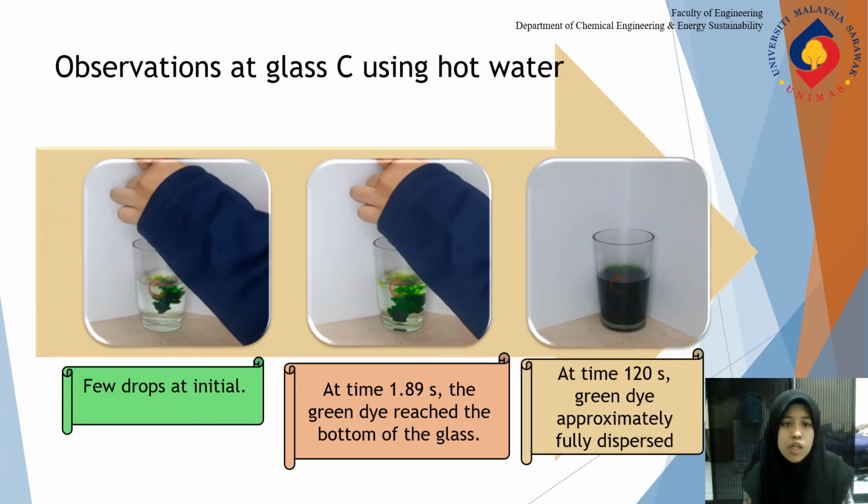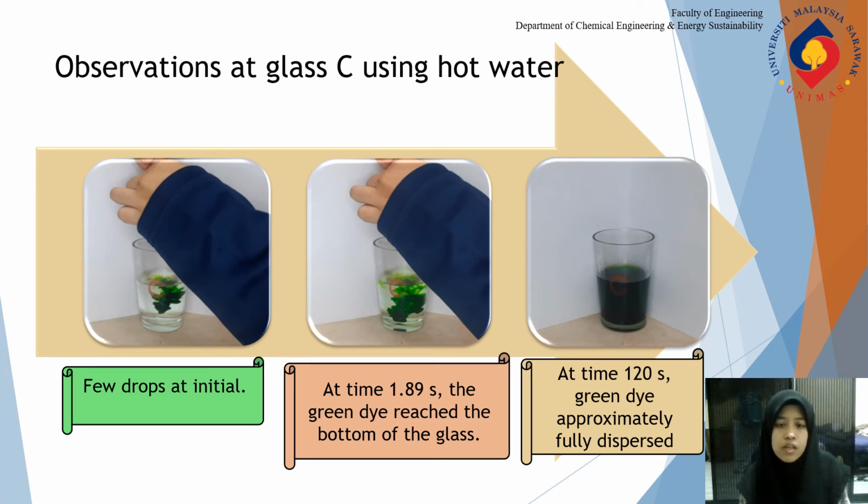Lastly, we can see the observations at glass C using hot water. It is obviously different from the observations at glass A and glass B. Especially you can see at the first picture where the green dye dispersed faster at initial time and already covered a big area once they have been dropped into the water.